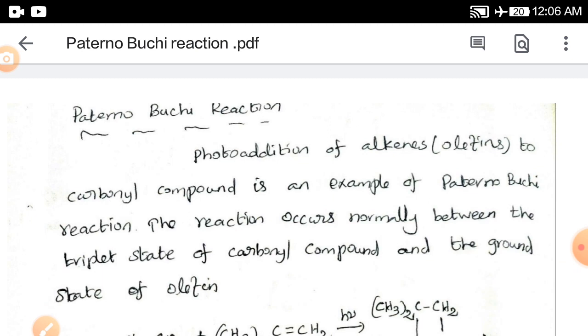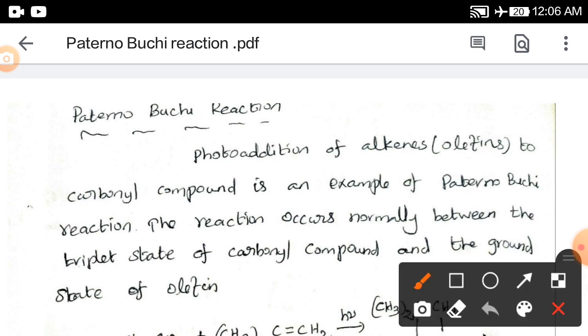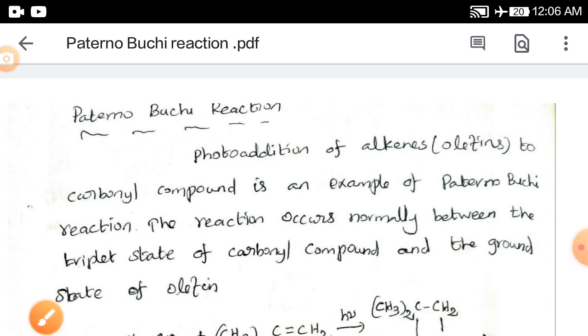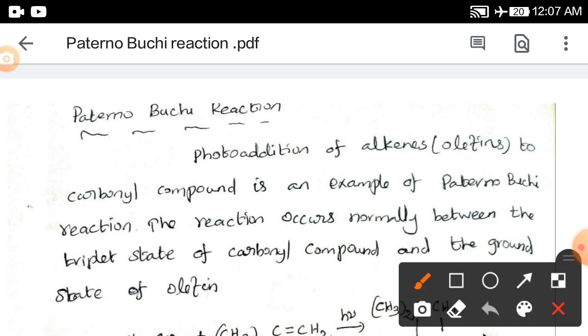One alkene and one carbonyl compound both undergo an addition reaction. Alkene is otherwise called olefin. This reaction normally occurs between the triplet state of the carbonyl compound and the ground state of the olefin. That is very important.